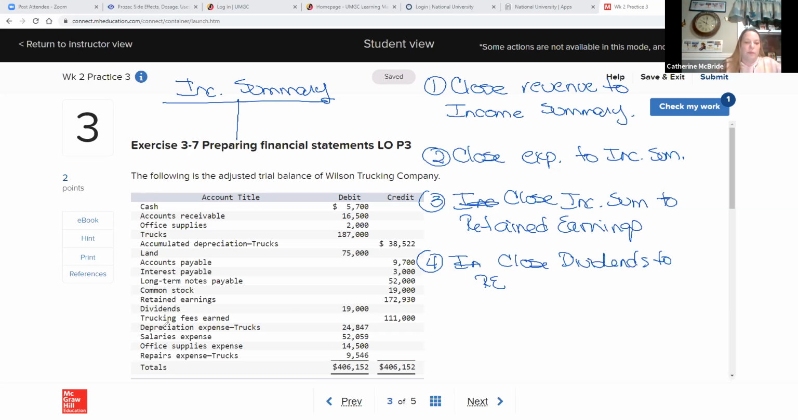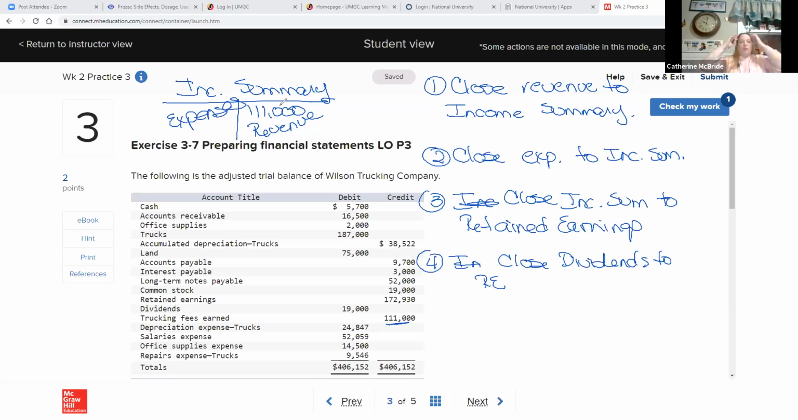So revenue is normally a credit balance. So to make it zero, we debit revenue and we're going to credit income summary. So this side of the income summary account is where our revenue goes. When we close our expenses, we're going to credit them and we're going to debit income summary.